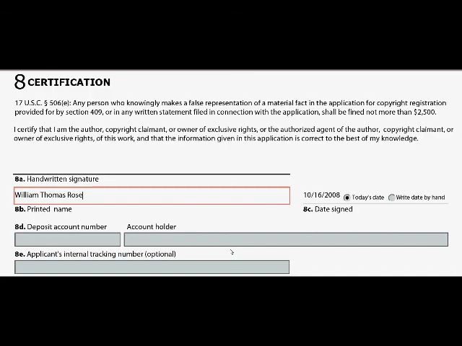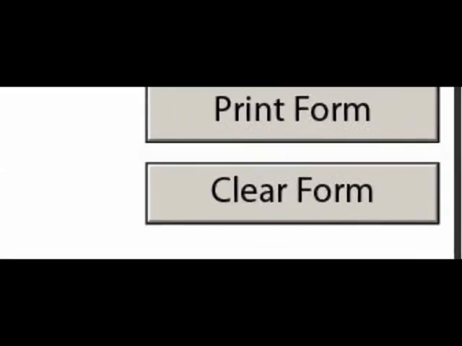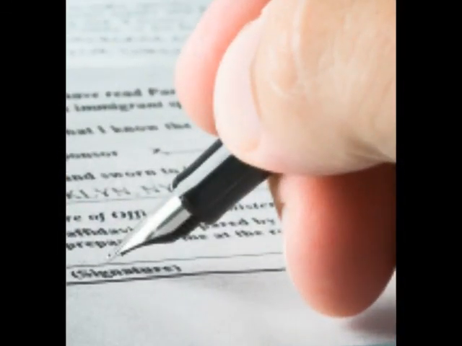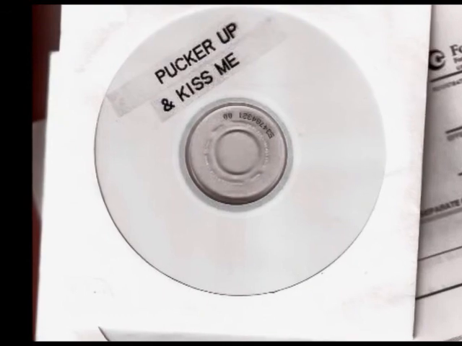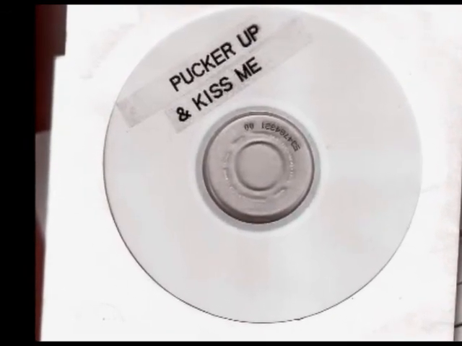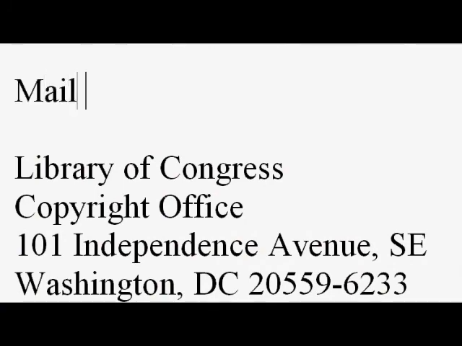Now that you're done with the form, print out 2 copies, one to send to the Copyright Office and one to keep for your records. Sign the form. Put the form and 2 copies of your song, if it's published, or one if it's unpublished, in an envelope, along with the $45 fee payable to the Register of Copyrights.